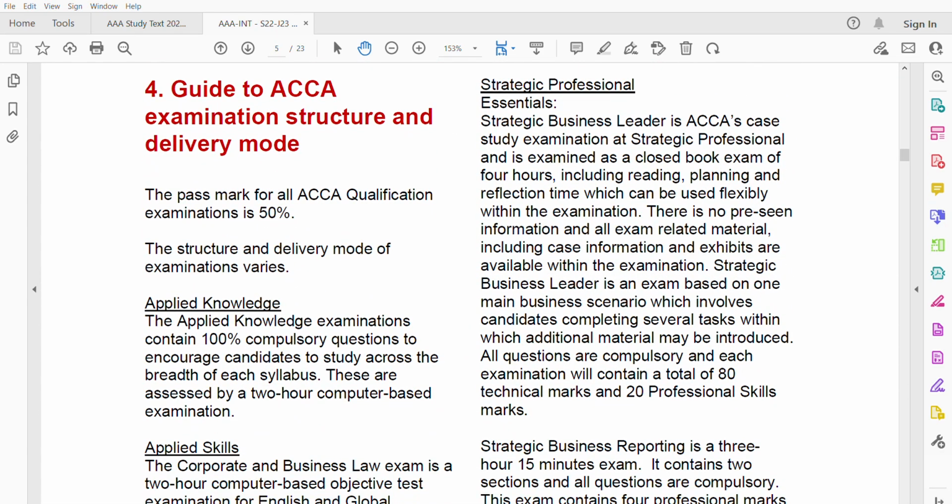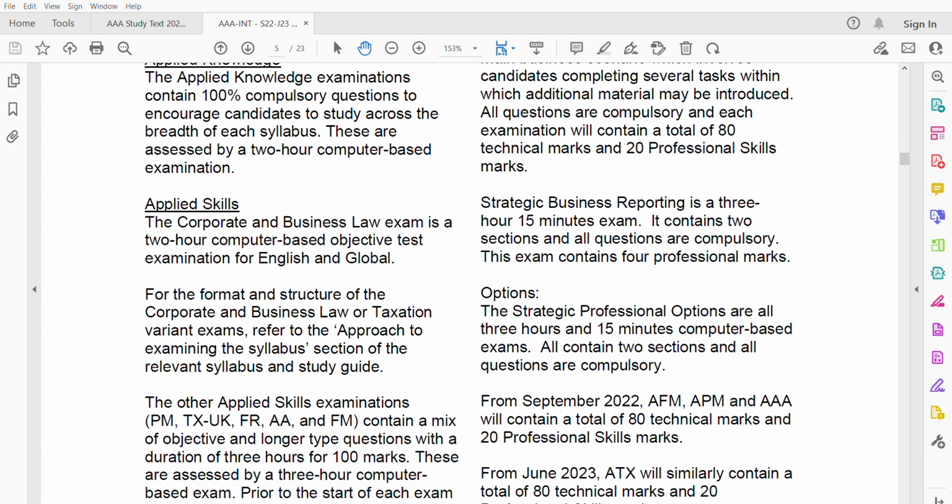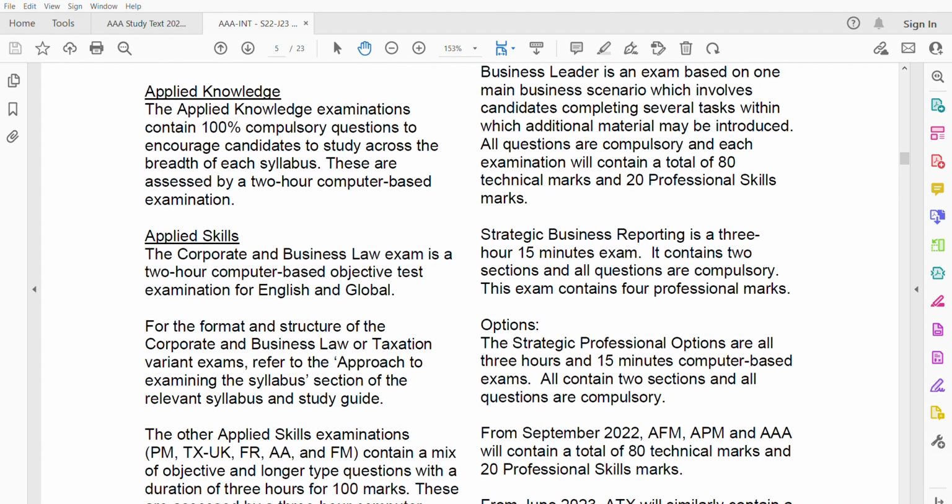What is new is that there is a new thing which has been introduced in this paper along with your other two professional level papers. And by the way, for the students who have just given the F level papers and then came to AAA, the nature of this paper is very different. It's not like your F level papers. It's a professional level paper, not an applied skill or applied knowledge paper, not like your F9 papers.